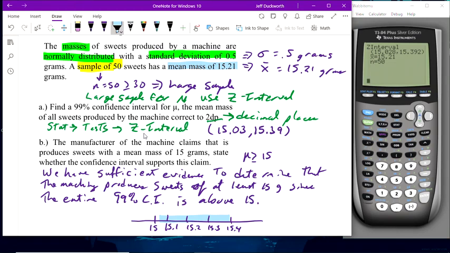There could certainly be one that's below 15. From the previous chapters, we know that it's easier for a single thing to be below than the entire mean to be below that value. So that's what we have, and that's a good example of how you use the calculator to do a confidence interval for a mean.